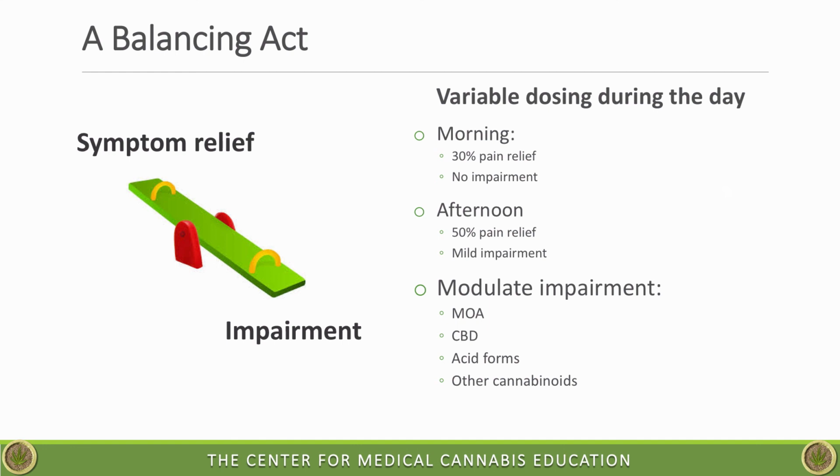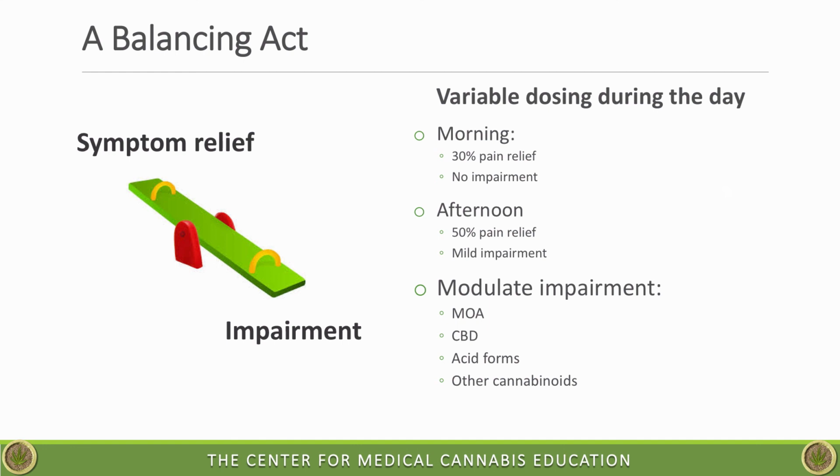And oftentimes, patients will take a different dose at one time of day, perhaps in the morning, and achieve a certain degree of symptom control, let's say perhaps 30% pain relief. And then maybe they'll take a higher dose in the late afternoon or in the evening where it's okay for them to feel a little bit of impairment. And as a result, they'll also get a corresponding incremental decrease in their symptoms. So maybe they take a higher dose in the afternoon and the evening, and instead of getting 30% pain relief, they can experience 50% pain relief.